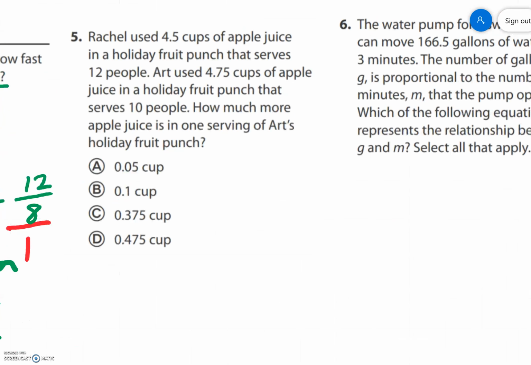Number 5. Rachel used 4.5 cups of apple juice in a holiday fruit punch that serves 12 people. Art used 4.7 cups of apple juice in a holiday fruit punch that serves 10 people. How much more apple juice is in one serving of Art's holiday fruit punch? So that's telling me I need to find the unit rate for both of them.